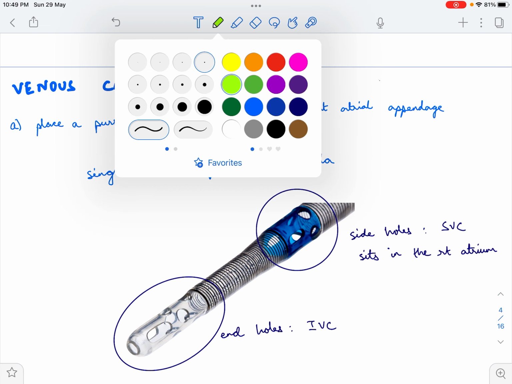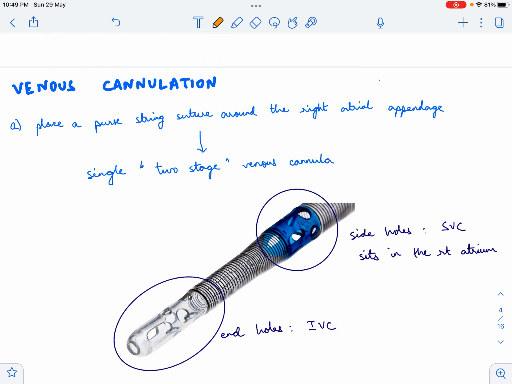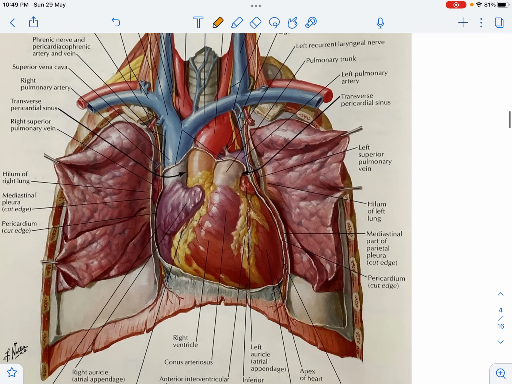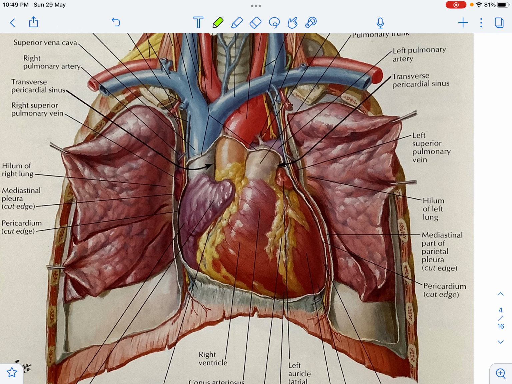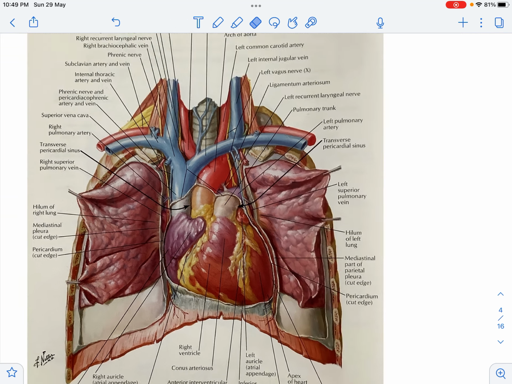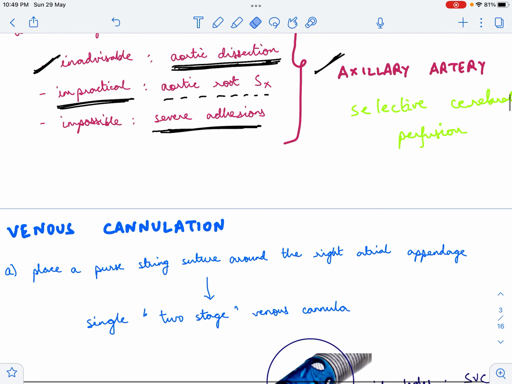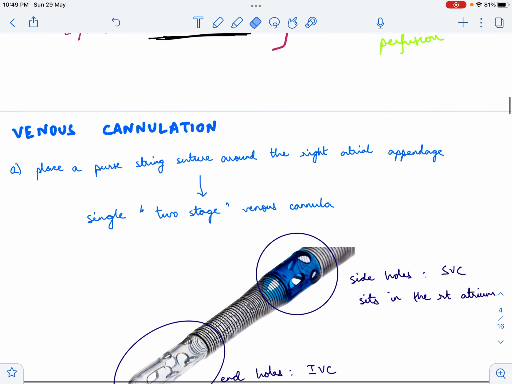So now we are progressing further. We have cannulated the ascending aorta. Next, we are going to cannulate the great veins. So how do you cannulate the great veins? You place a purse string suture around the right atrial appendage. This is the diagram of the heart, taken from Netter's. This is the right atrial appendage. You place a purse string suture over here. We'll come back to this diagram later. You place a purse string suture around the right atrial appendage, and now you have two options.